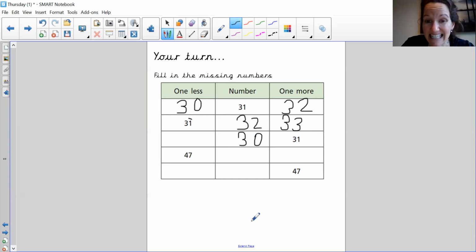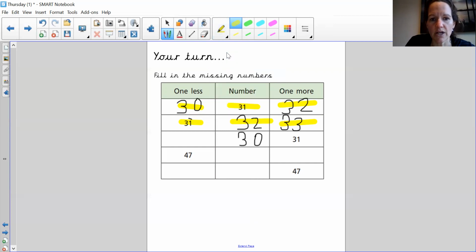So I want to see if you can figure out the rest of those spaces. This is quite tricky, but if you look, they all should go in order. Okay, so that's how you can check. 30, 31, 32. Those numbers are in order, so I know I'm correct. Let's try this one. 31, 32, 33. Those numbers are in order, so I know they're correct.